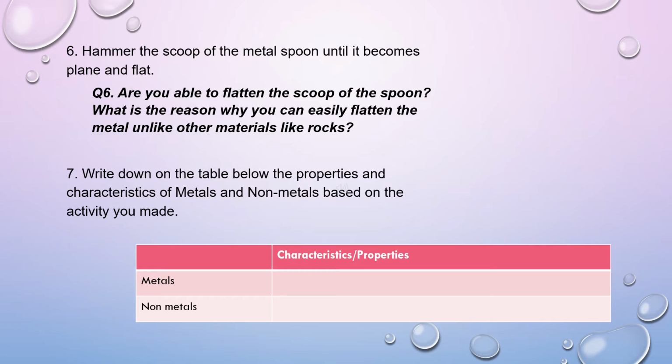Okay, you are going to summarize all the characteristics you have observed and write them on the table. Okay, as well as the non-metals. So in our activity, the plastic spoon is an example of non-metal. So what happened to the plastic spoon when you bend it? Are you able to bend it? Okay, so write it down there.